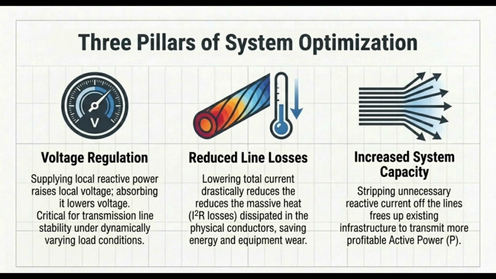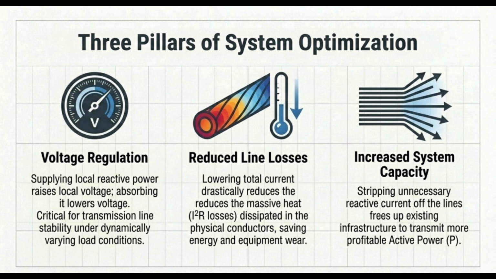The benefits of doing this are, frankly, massive. First, voltage regulation. It stabilizes the lines. Second, reduced line losses, meaning way less energy wasted as heat. And third, the holy grail, increased system capacity. By clearing that useless traffic off the lines, we can push more actual working power through the exact same infrastructure. It's essentially an invisible multi-million-dollar upgrade to the grid.